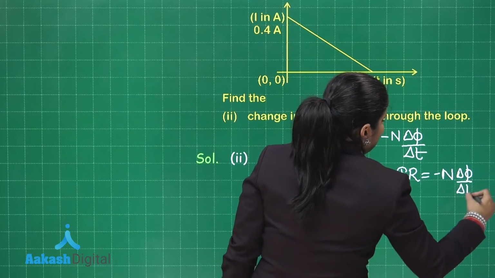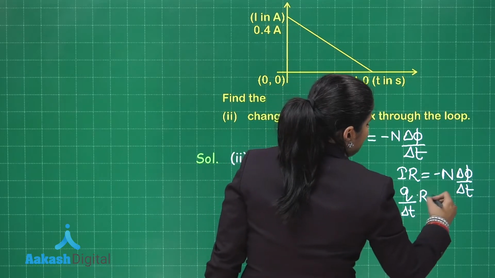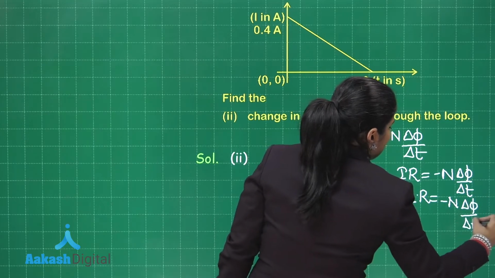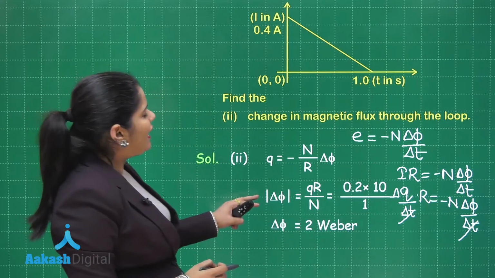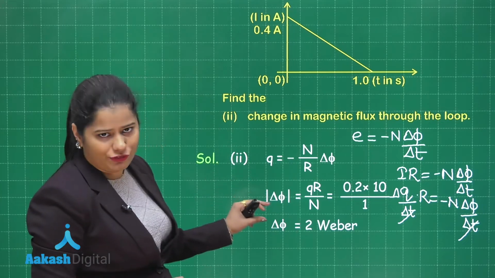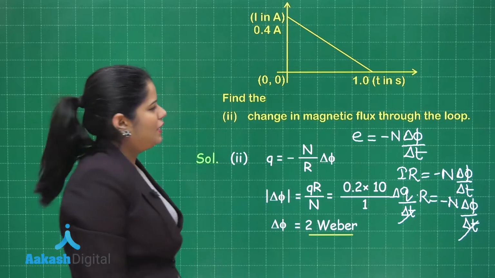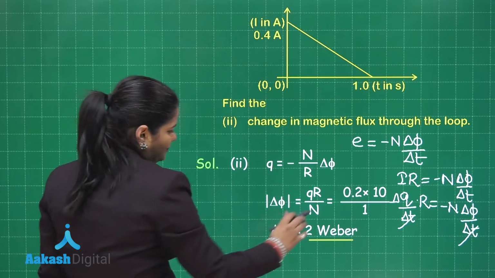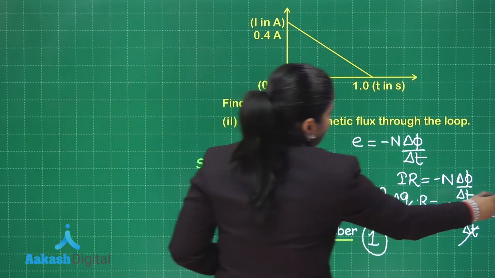Now this I can be written as Q by delta t, into R is equal to minus N delta phi by delta t. These two will get cancelled out. Okay. So we can simply get delta phi as minus QR by N. N is already 1. So if we talk about the magnitude of the change in flux, that will be equal to 2 Weber. Okay. So this is the second part. So if you have calculated the second part, you will get the 1 mark for this part of the question.